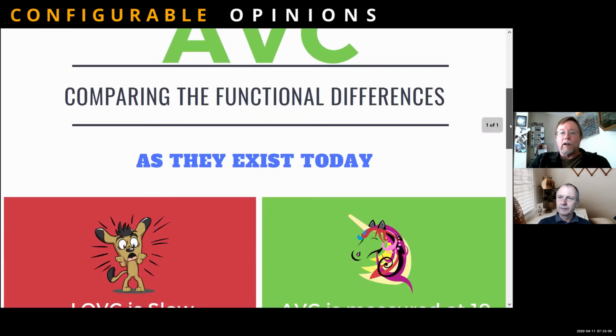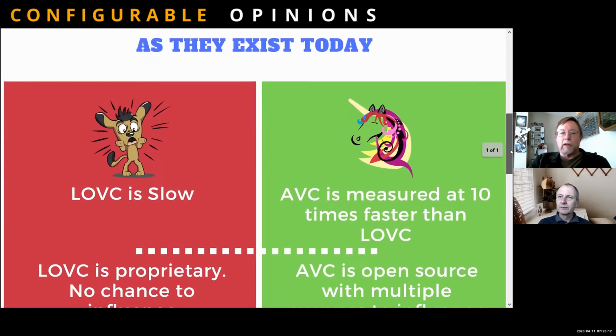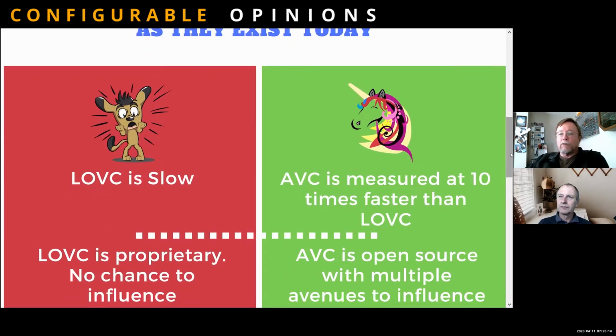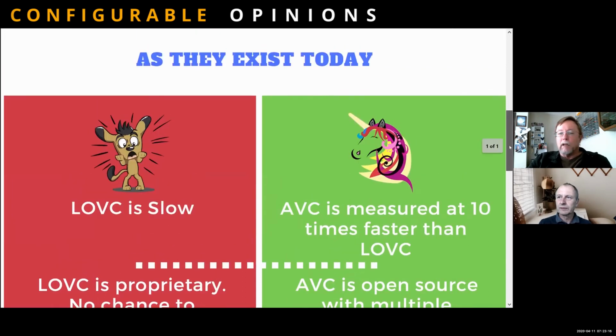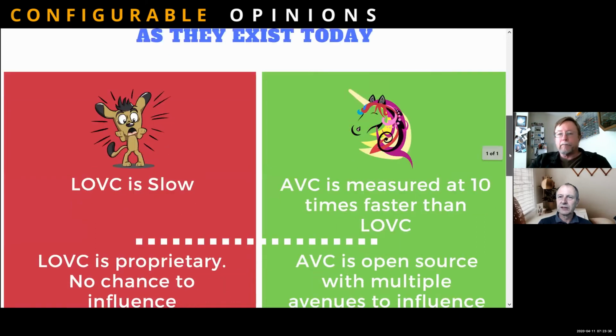All right? But basically, most people that I am aware of, typically with larger models, complain about performance in LOVC. Yeah, that's true. SAP did a performance test with a fairly large model. I can't remember which automaker it was. It was a European automaker's model. And they measured the AVC at 10 times faster than LOVC. Okay?